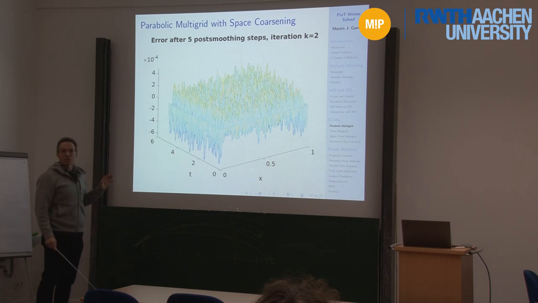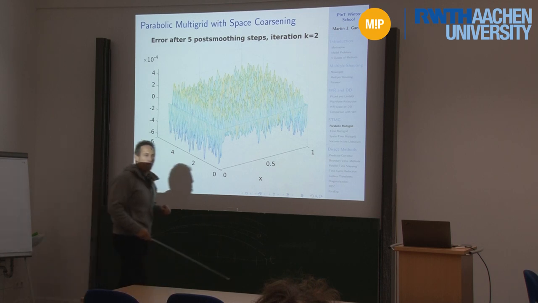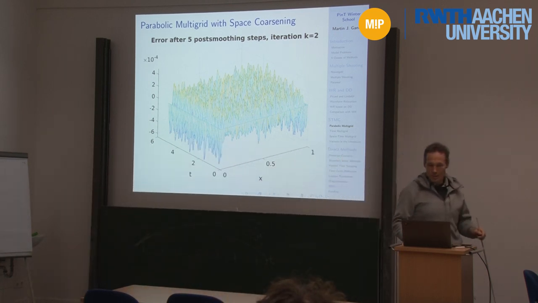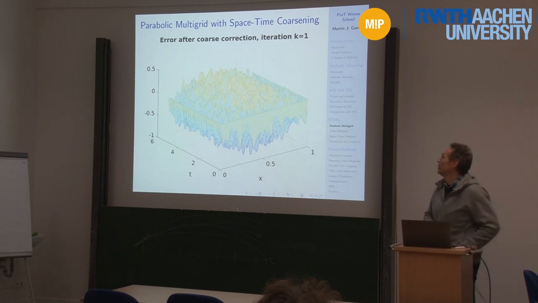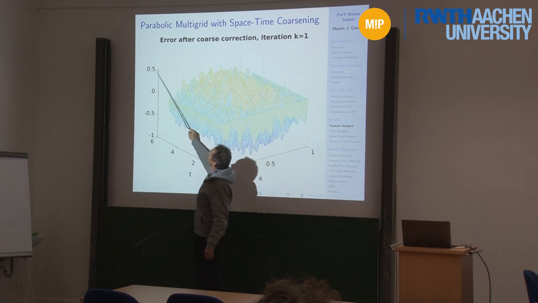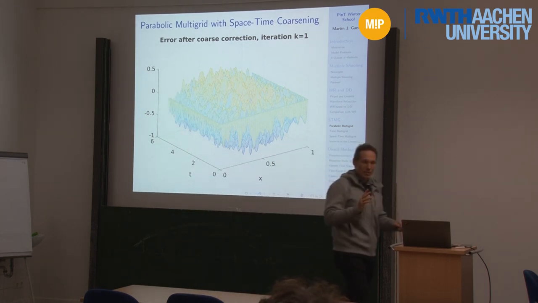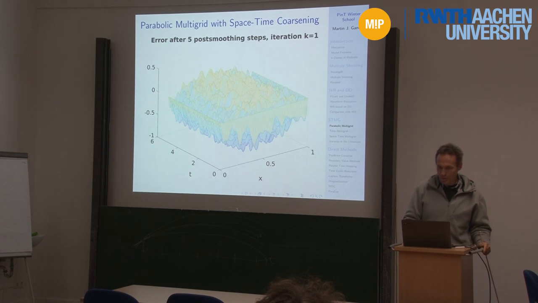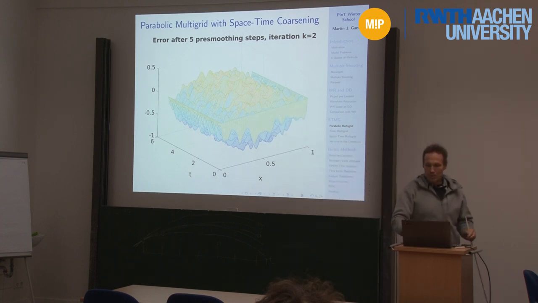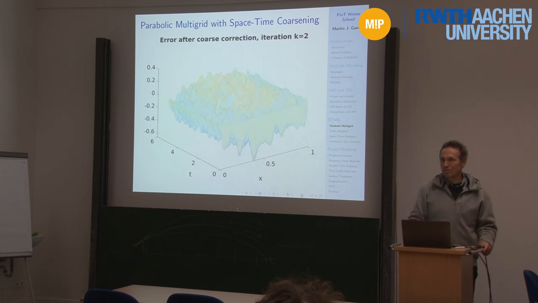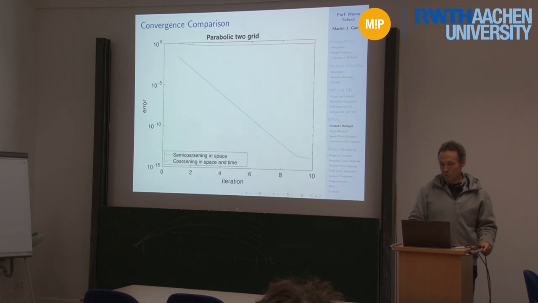But now I do space-time coarsening. That's what Hackbusch says you should maybe not do. And if you look at it, it's a disaster. So here I do space-time coarsening. The first smoothing looks the same. Now I do the coarse correction. And it only went down to 0.5 from 1. Before it went down by a factor 10. But it still did go down a little. So I do post-smoothing. Then it looks smooth. I do pre-smoothing. You see, it looks rather smooth. I mean, it oscillates much less. And then I do next coarse correction, 0.4. Not contracting. Then you do post-smoothing, pre-smoothing.